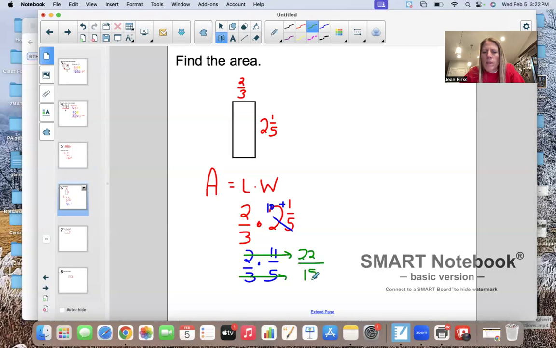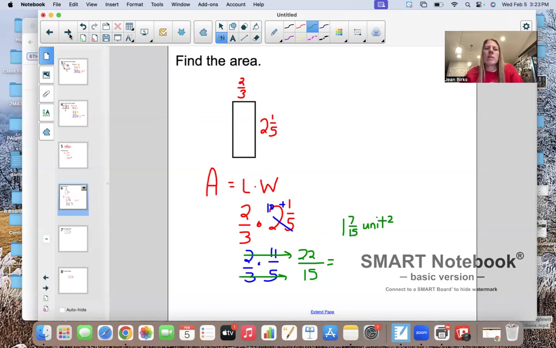I cannot reduce that, but I can rewrite it as a mixed number. I know 15 goes into 22 one time. If I take 22 minus 15, I get 7. The denominator stays the same. So there's a total of 1 7/15 squares inside of that rectangle. Since there's no labels here, I'm going to go units, which are those little squares, and they're in the shape of squares. So units squared.